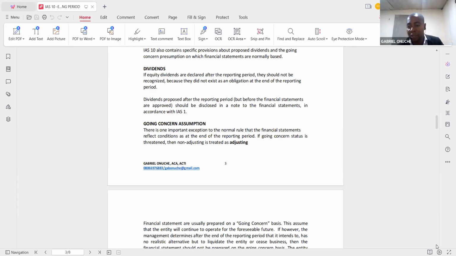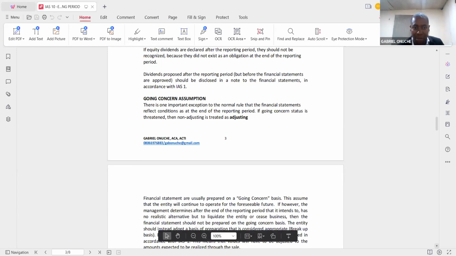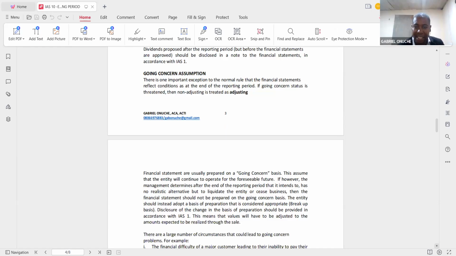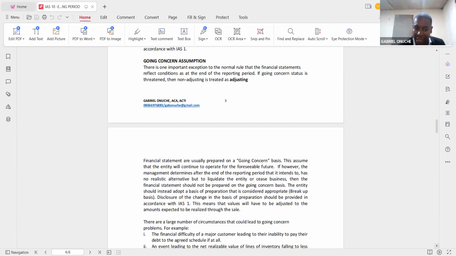So where an entity is to liquidate due to challenges, which I've stated some reasons why a company can liquidate, even when the company is expected to liquidate, then the financial statement should not be prepared on a going concern basis, but rather on the basis that is appropriate. And like I said, the appropriate basis is a break-up basis. So there is need to adjust all the relevant assets or liabilities that will be disposed of and the ones that will be paid.